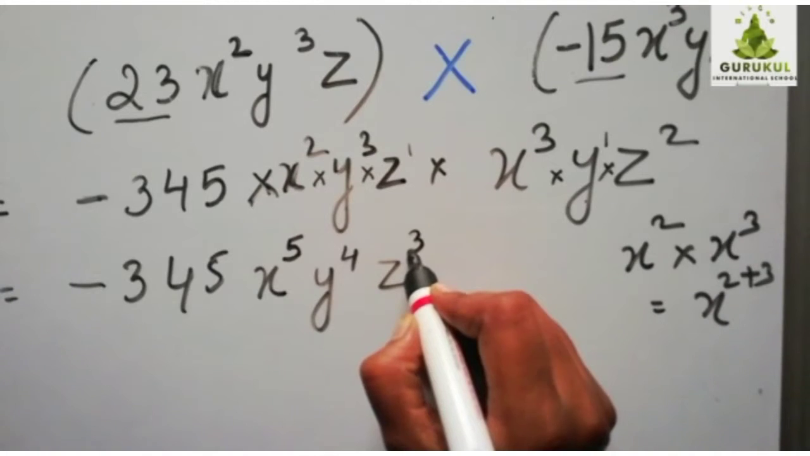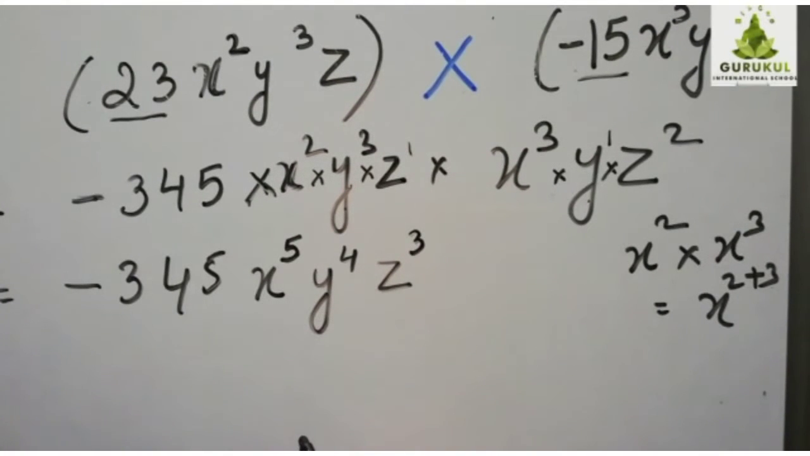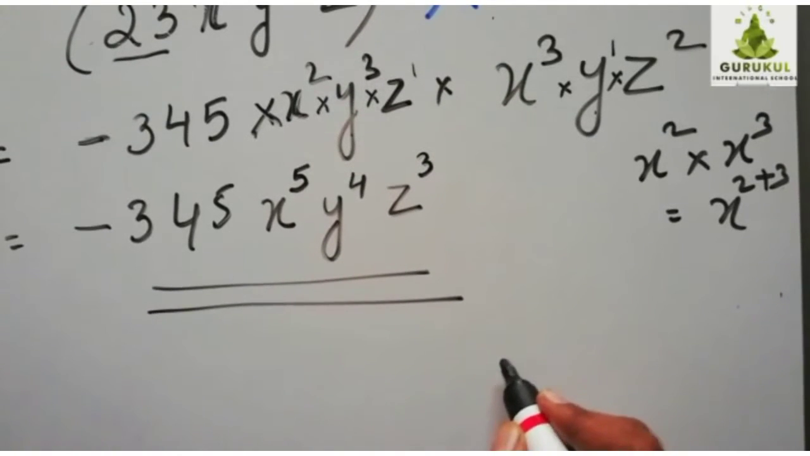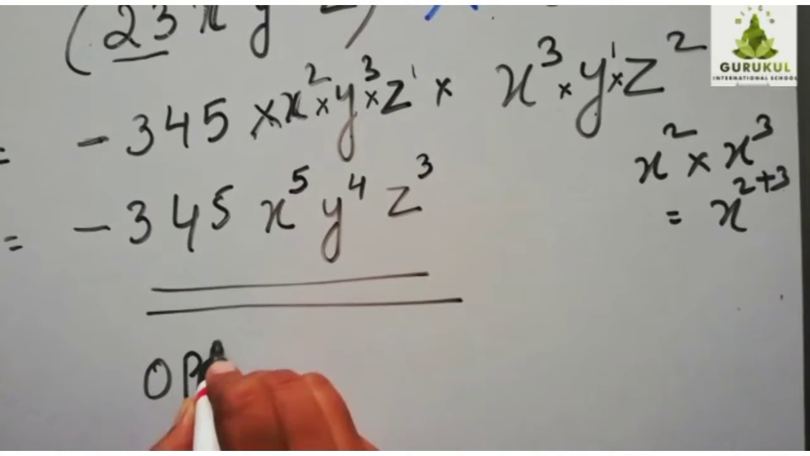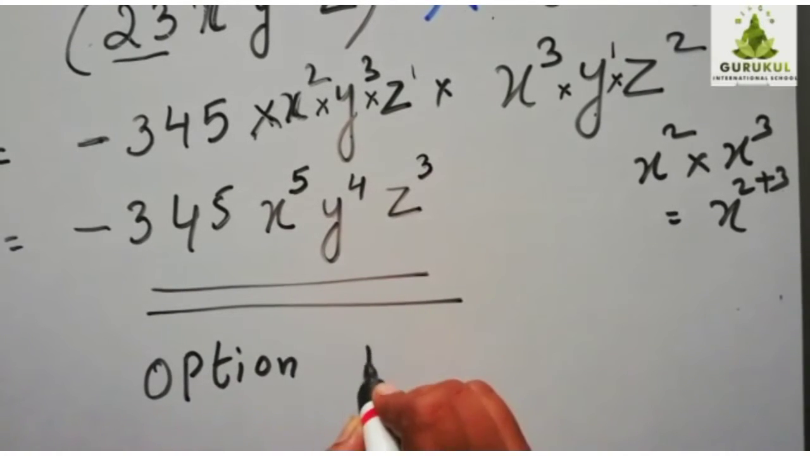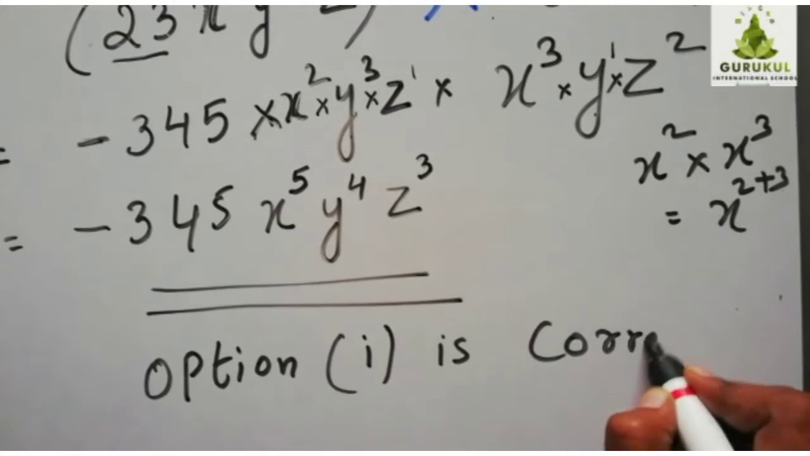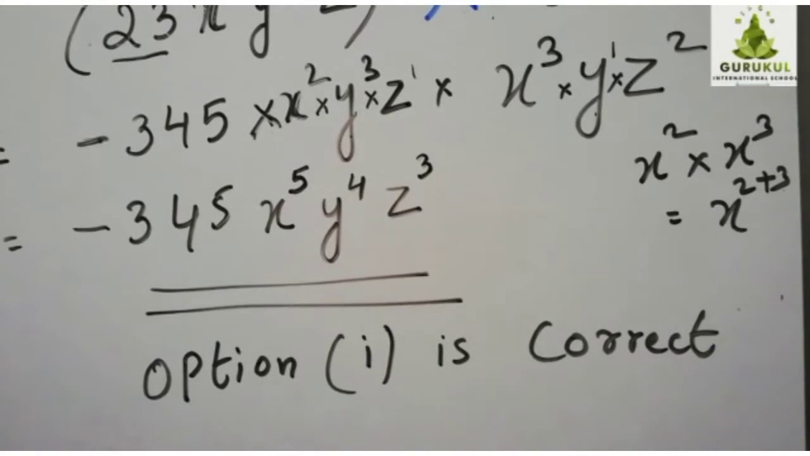So you have to select the correct answer from the options. See the first option, you are getting the correct answer. So option number 1 is the correct answer. You have to write option 1 is correct. Is it clear to you? And this completes question number 2.